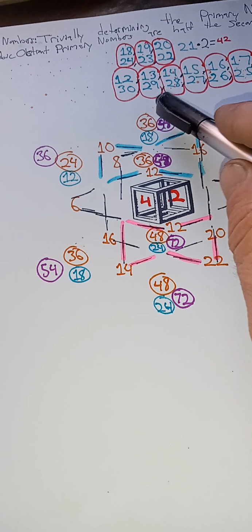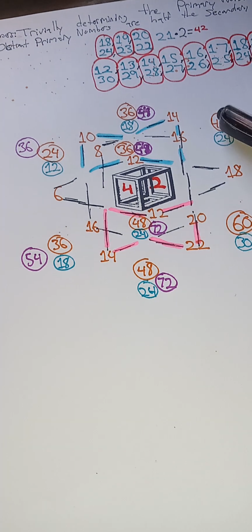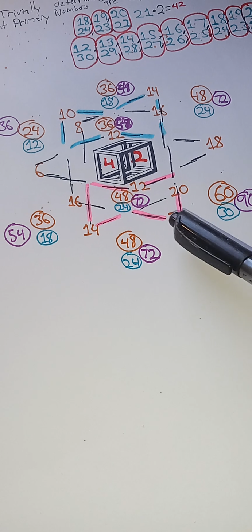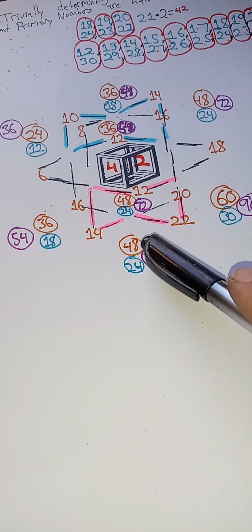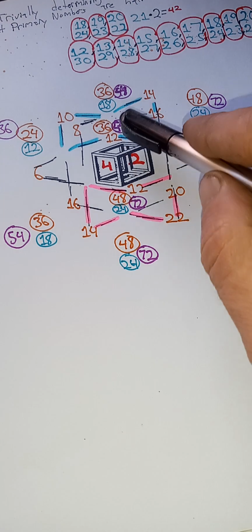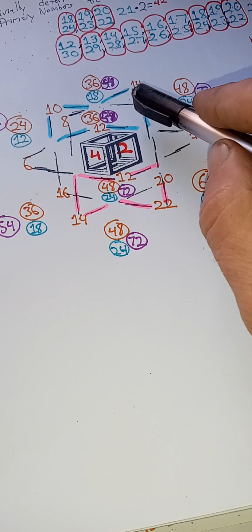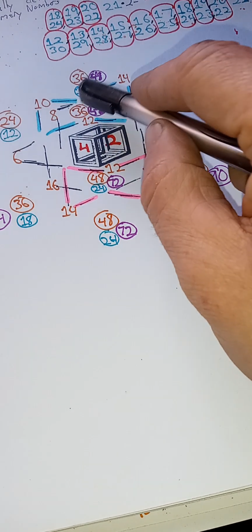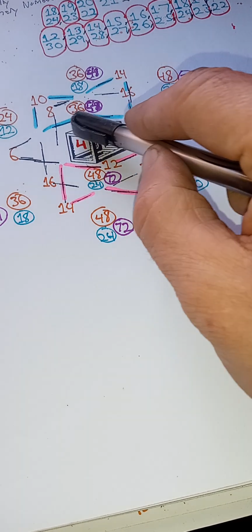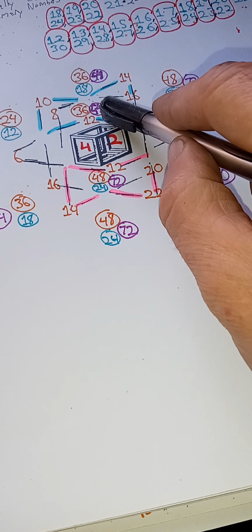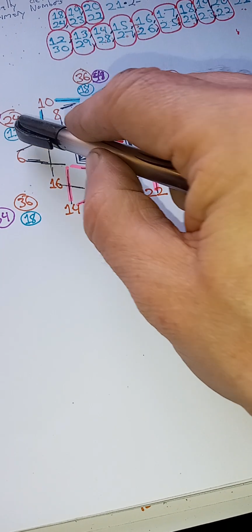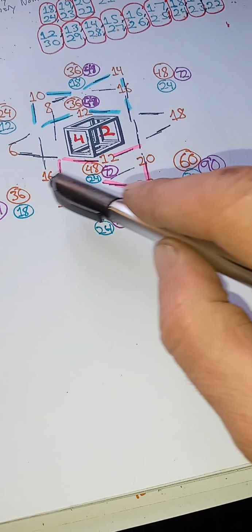So 36, half of 36 is 18. 48, half of 48 is 24. 60, half of 60 is 30. And 48, half of 48 is 24. I didn't put one here, 36. Half of 36 is 18. I didn't put that there, but that adds up to 54. 24, half of 24 is 12. 36, half of 36 is 18.